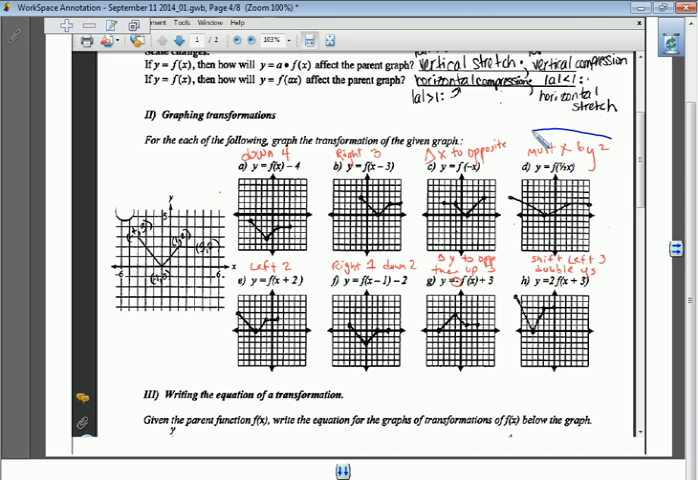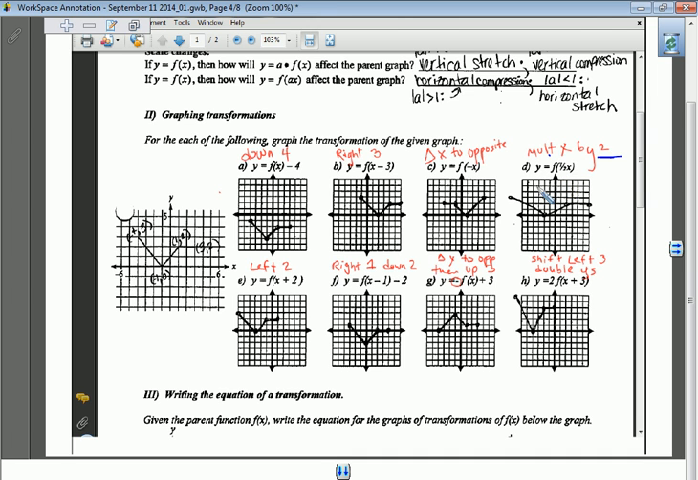Now this one may be the one that you weren't sure what to do with. This one had the function f of 1/2 x. So the 1/2 is inside, being multiplied by the x. So we always do the opposite. What's the opposite of multiplying by 1/2? Multiplying by 2. So we would take all our x coordinates here and multiply each one of them by 2.